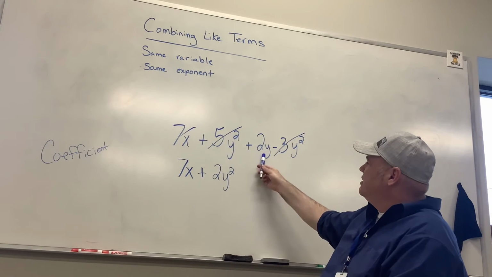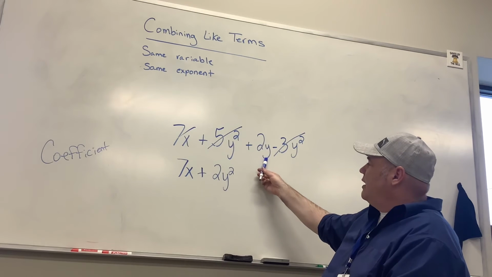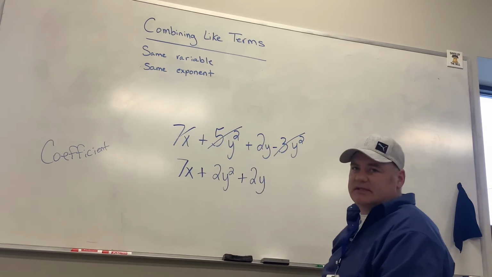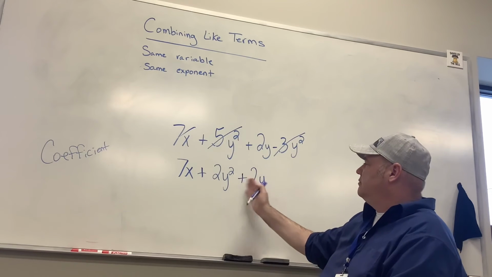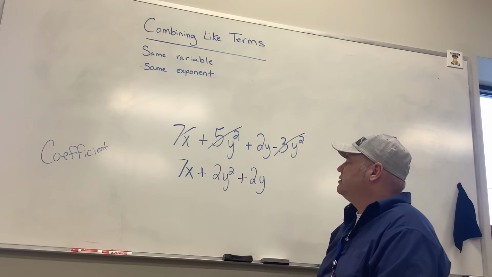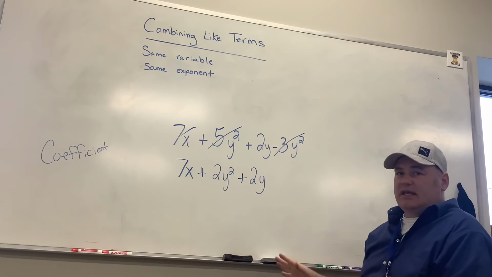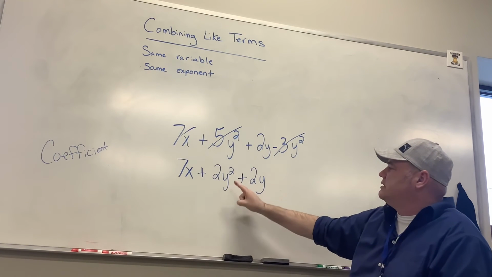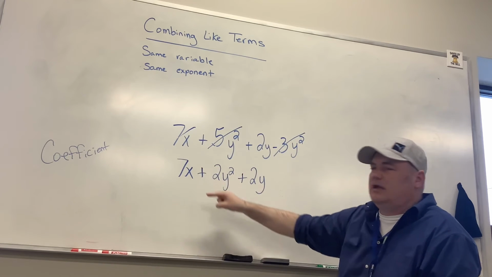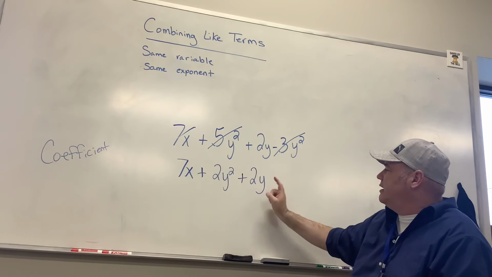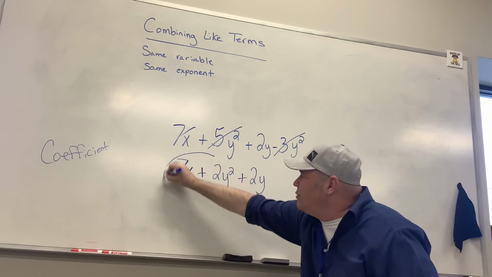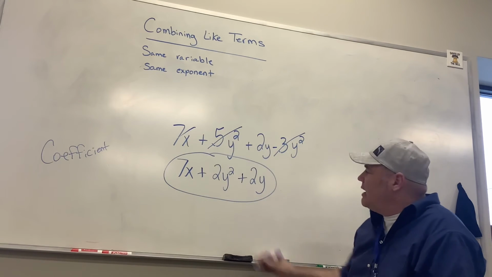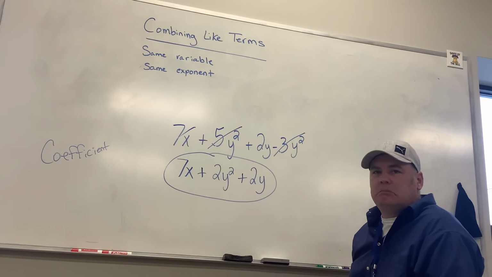Then I look and say, is there any other y? And there's not, so this y does not change. Once again, I need the plus sign, because you can't just have it combined there. Okay, so now I check again, is there any other like terms? Nope, that's a single x, an exponent of one, that's a y squared, and that's a y. So that is where my problem ends, right there. That's the answer, okay?